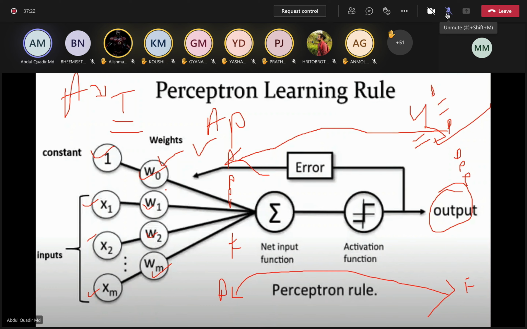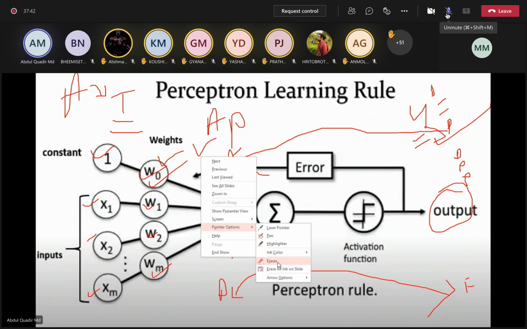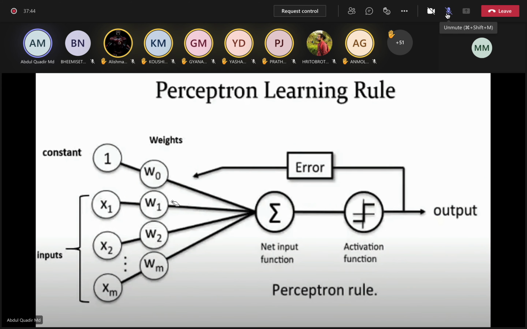Because there is a mismatch, I need to go and modify the weights. I will keep modifying the weights till my target value is the same as the predicted value. I will show you with the help of a problem.